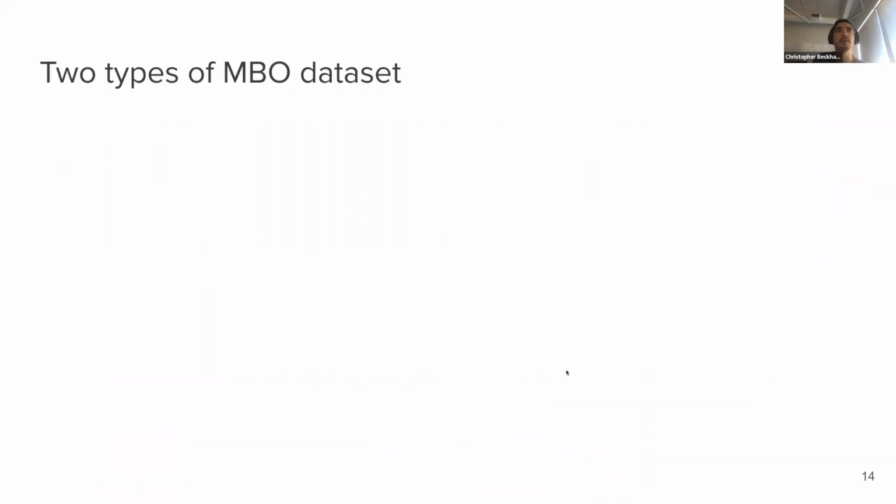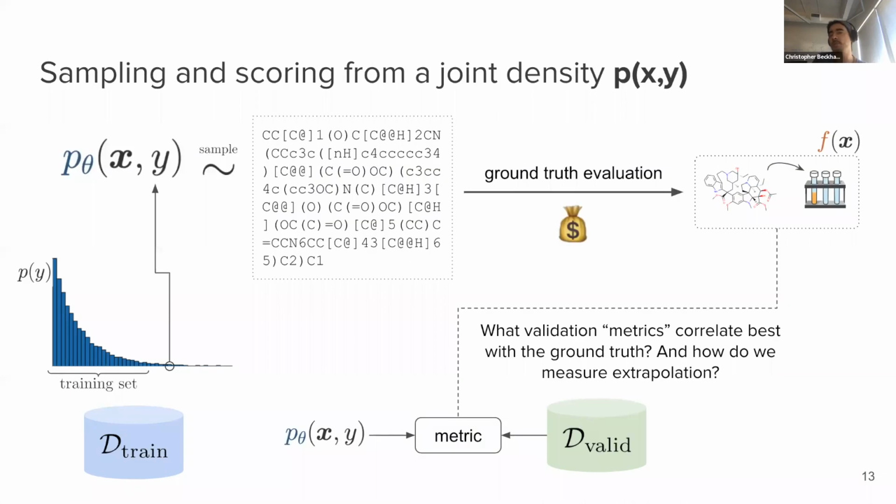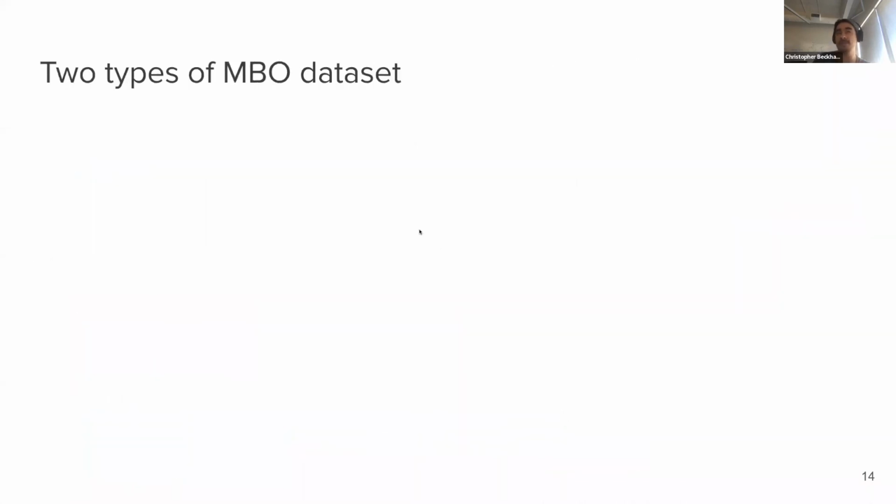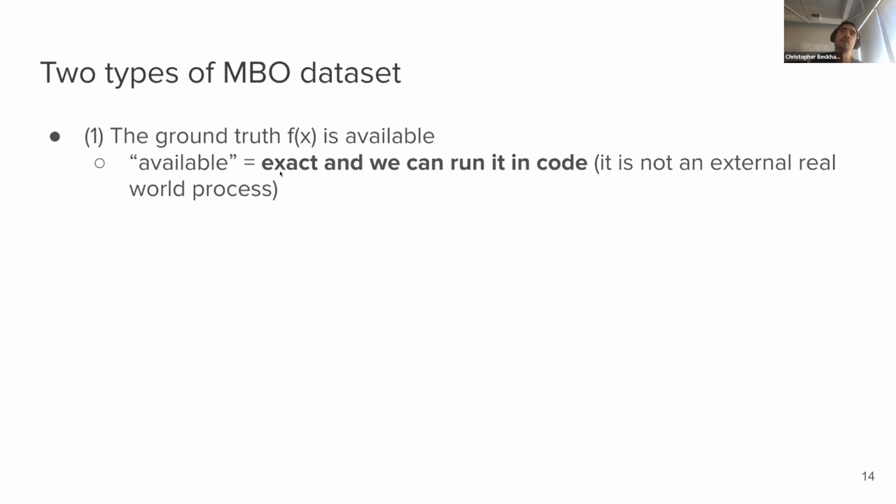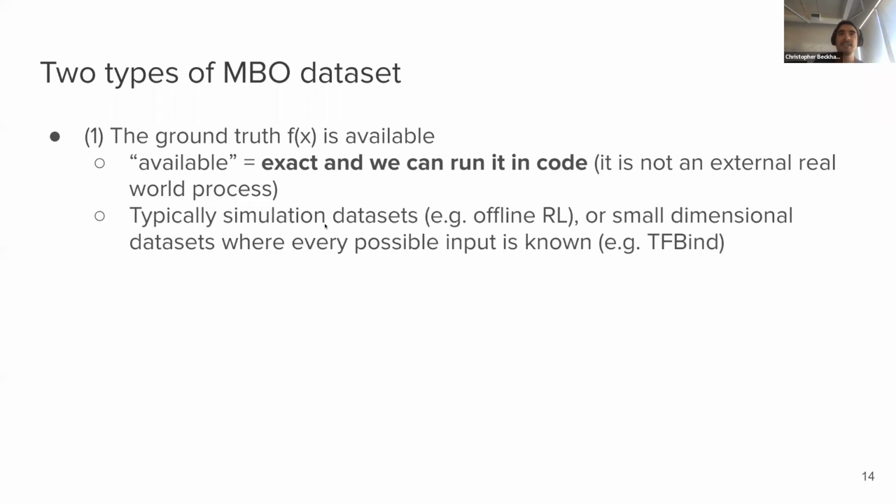So maybe I'm jumping ahead. Before I get into it, I'll just say there are really two types of MBO data sets in the literature. The first is when the ground truth f of x is available. By available, I just mean that it's exact and we can basically run it in code. It's not some external wet lab thing that we have to do. It's basically a function that we can run. Typically these are simulation data sets, like offline RL data sets where maybe you're controlling a robot, or also very small dimensional data sets where every possible input is known.